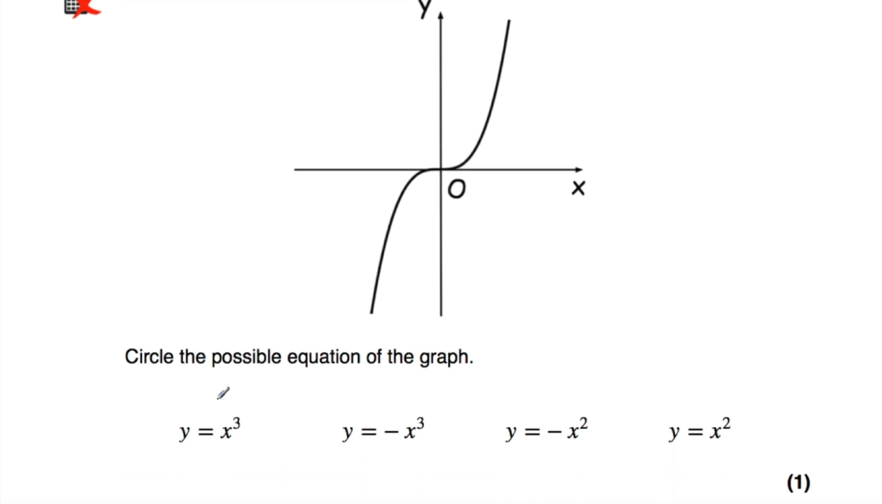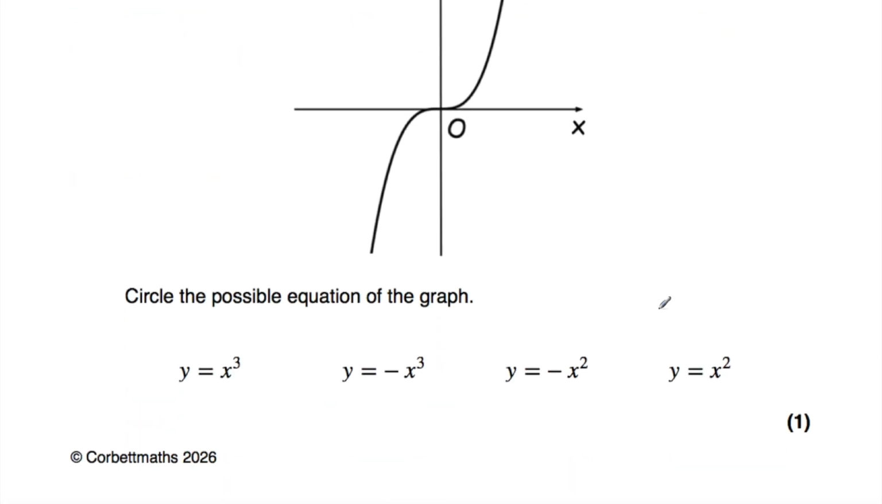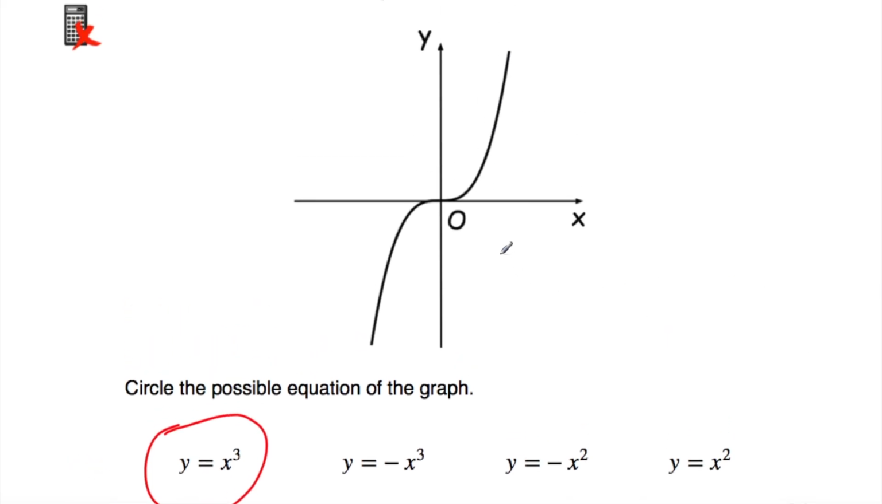Again, if we go back up to these options, we have our x cubed graph, which looks something like that. Our negative x cubed graph would be the same, but the other way around, so that's not that option. And then we have our two quadratic graphs, those parabolas, the n-shaped one and the u-shaped one. So our answer is going to be that one there, y equals x cubed. That's the y equals x cubed graph.